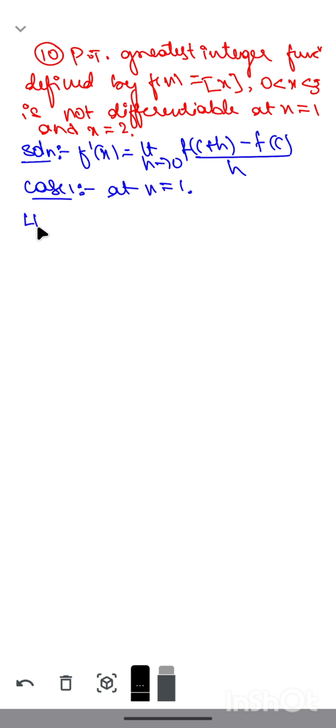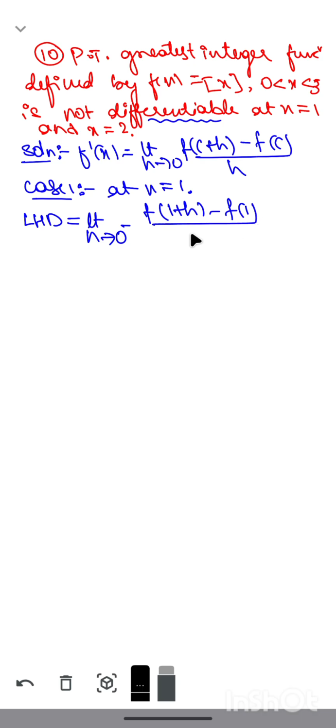Now I am finding the left hand derivative and right hand derivative, and let us compare both, then we will decide whether they are equal or not. We have to prove that it is not differentiable, which means we should prove that the left hand derivative is not equal to the right hand derivative. So I am considering the left hand derivative, that is limit h tends to 0 minus of f of 1 plus h minus f of 1 whole divided by h, because we are finding at x is equal to 1.